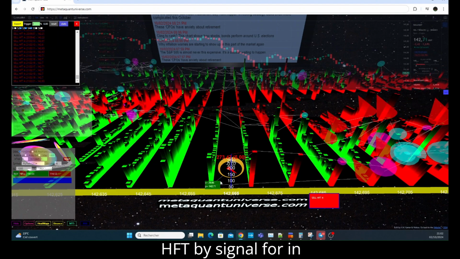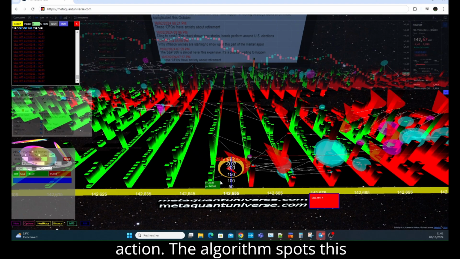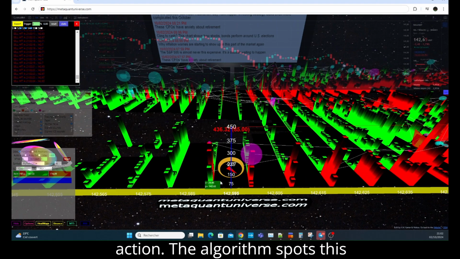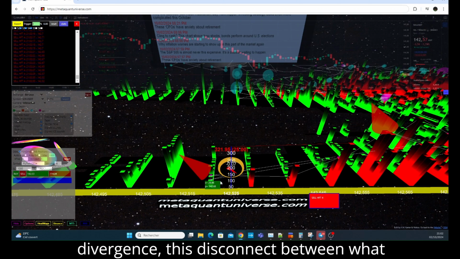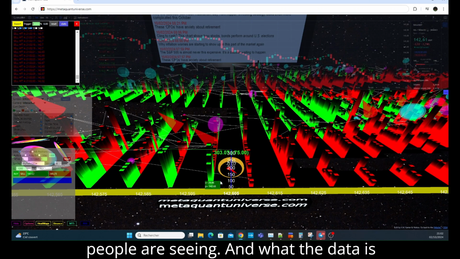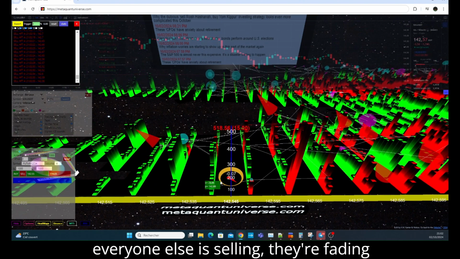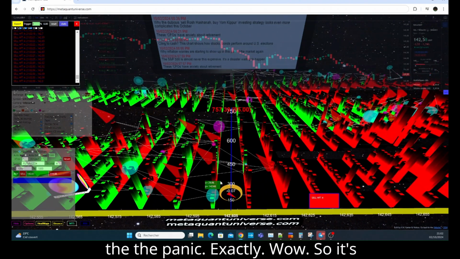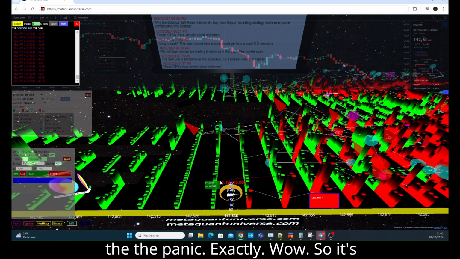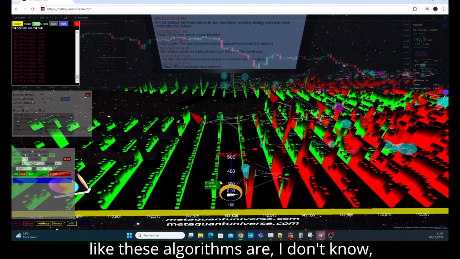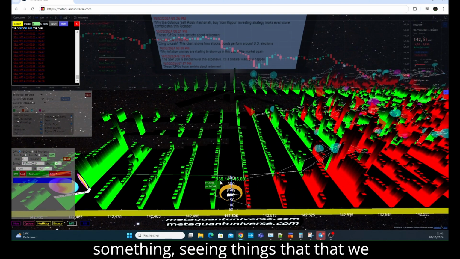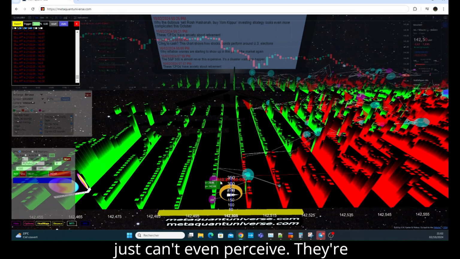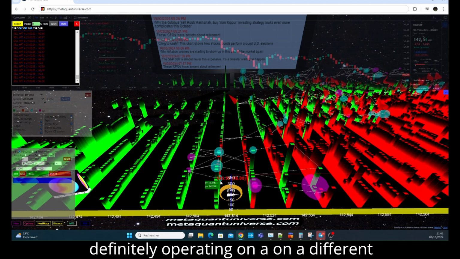That's HFT buy signal 4 in action. The algorithm spots this divergence, this disconnect between what people are seeing and what the data is actually saying. And they buy while everyone else is selling. They're fading the panic. Exactly. Wow. So it's like these algorithms are, I don't know, speaking a different language or something, seeing things that we just can't even perceive. They're definitely operating on a different level.